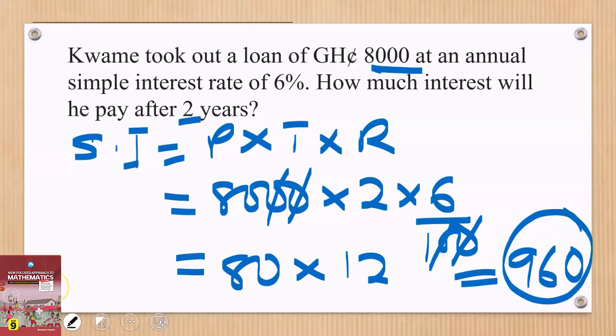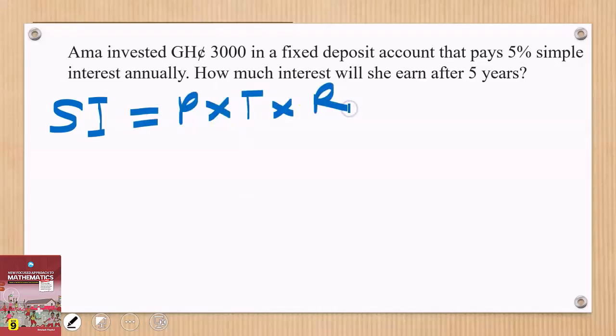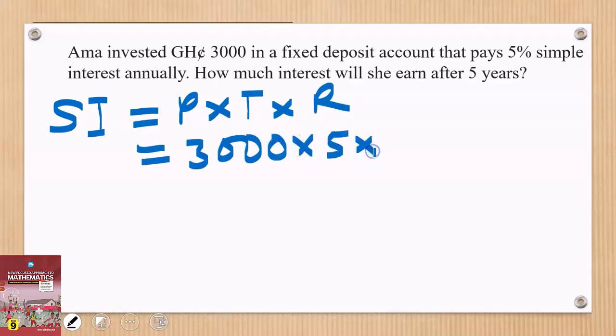Right. Now let's take the last example. Amma invested 3,000 in a fixed deposit account that pays 5% simple interest annually. How much interest will she earn after 5 years? We go by the same principle, and that is going to be principal times time times rate, and note that rate is over 100. So the principal is 3,000, that is the deposited amount, the time is 5 years, and the rate is 5%. Now if you put this together, rate is 5%, so 5/100.